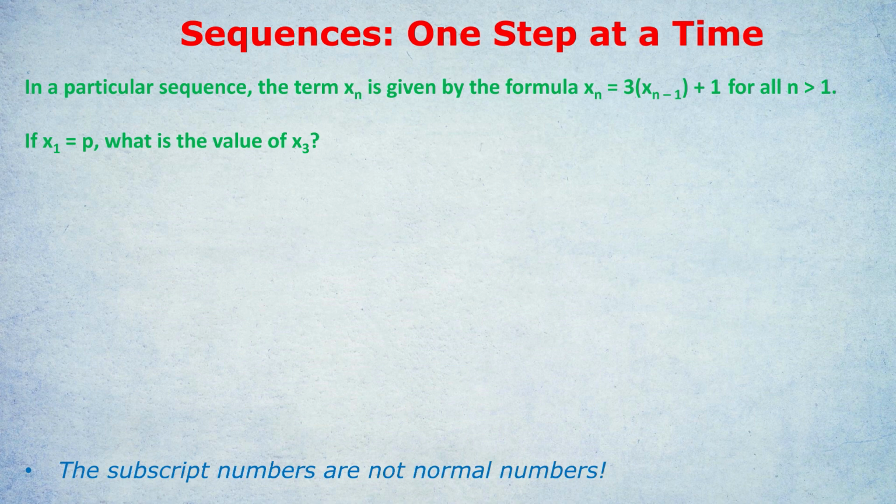Well, let's take this question here. In a particular sequence, the term x subscript n, that means small and beneath the letter x, is given by that formula that you can see there, for all n greater than 1. If x1 equals p, what is the value of x3?